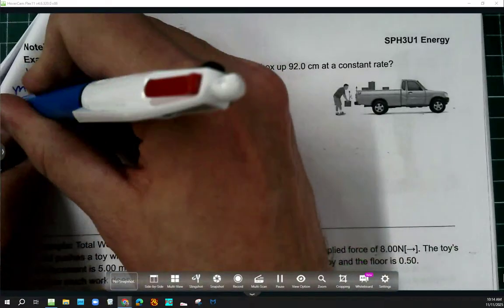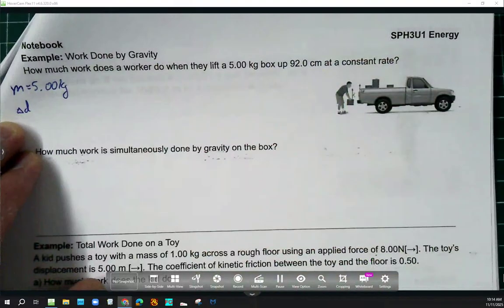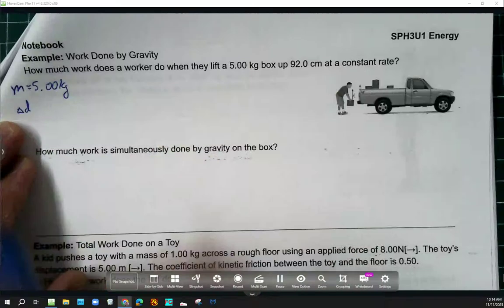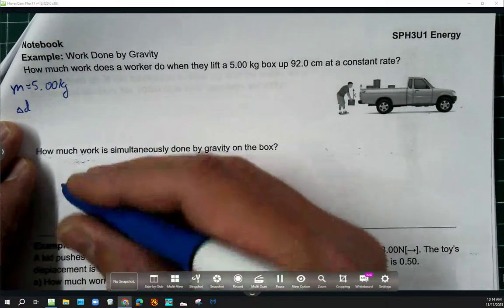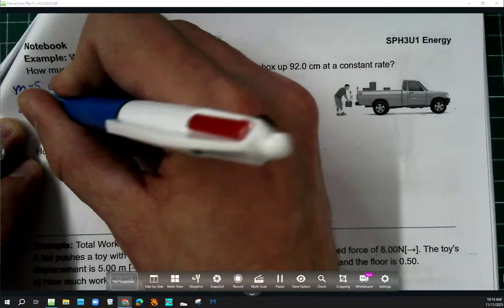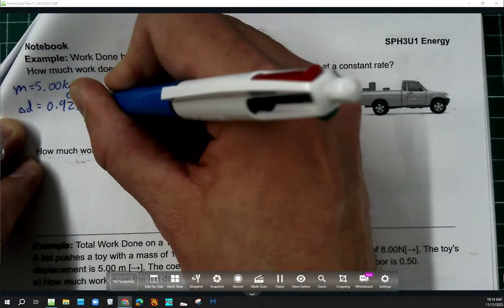Now, I'm using 92 centimeters only because that's like the standard height for like a countertop or something. It's probably a little bit low for a pickup truck. Probably depends on the make and model of your pickup truck. But this is a displacement, 0.92 meters.